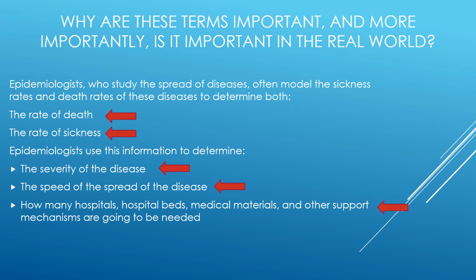Epidemiologists who study the spread of diseases often model the sickness rates and death rates of these diseases to determine both the rate of death as well as the rate of the sickness. We can use this information to determine how severe the disease is going to be, when it's growing, when it's declining, the spread of the disease and the speed of the spread, and then plan for how many hospital beds, medical materials, doctors, nurses, and other support mechanisms are going to be needed to counter this epidemic and probably try to reduce it, in fact. And this is why we look at this.